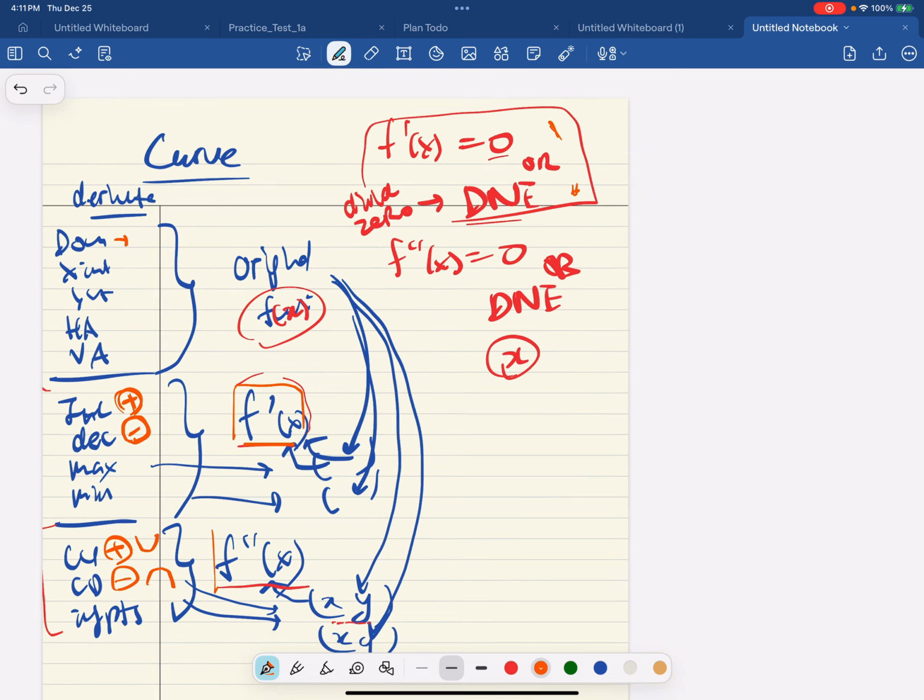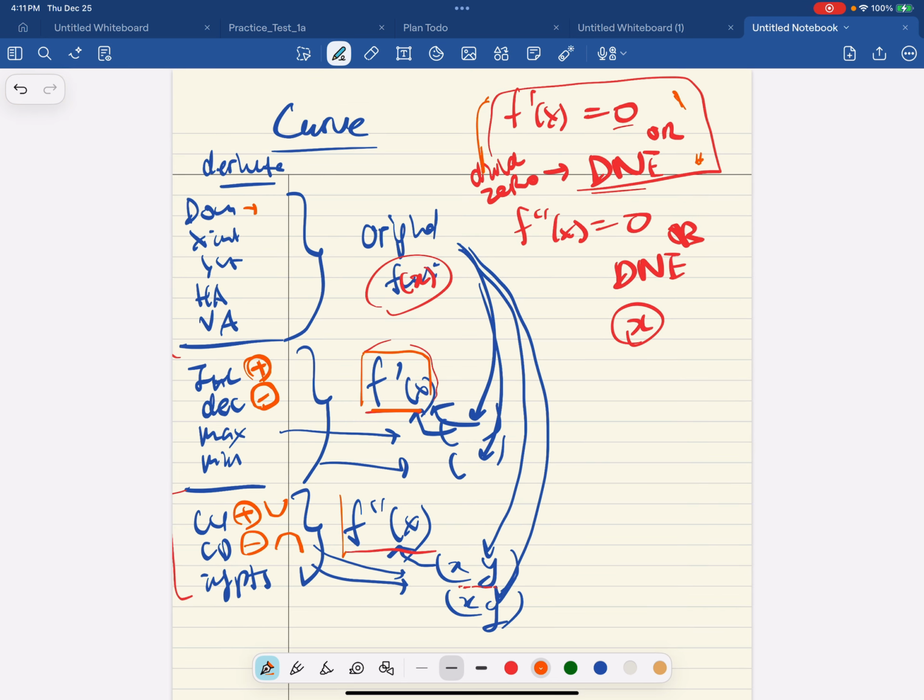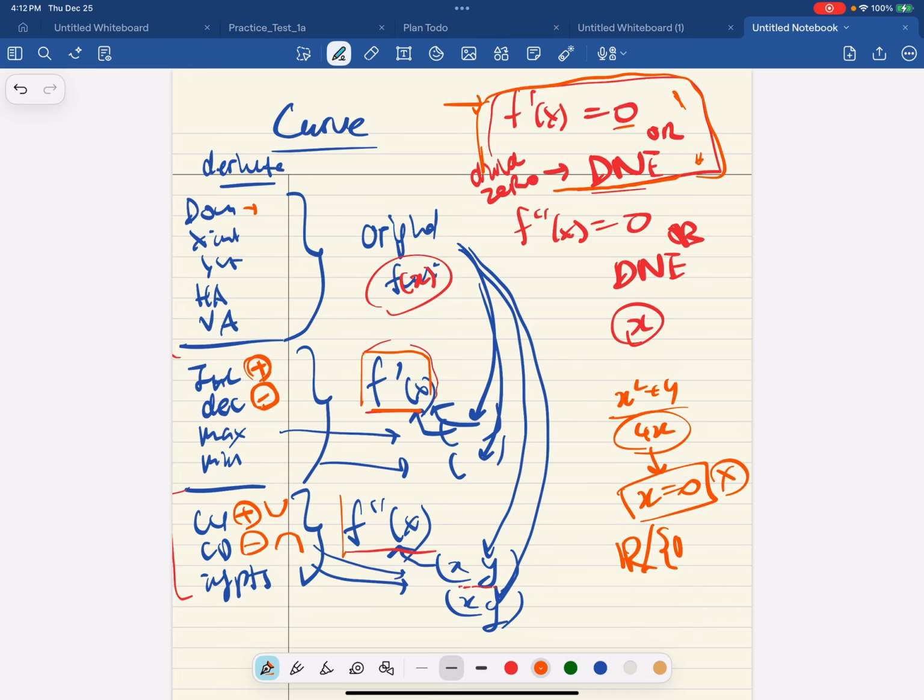For domains, it's whenever the function does exist. So try to look for when it doesn't exist. It's not exactly the same principle as before. So for domain, you're trying to look for where the function does not exist. It could be x squared plus 4 divided by 4x. So the 4x cannot be 0. So whatever x equal to 0 is, well, the function does not exist there. So in this case, it's going to be all real numbers except 0.